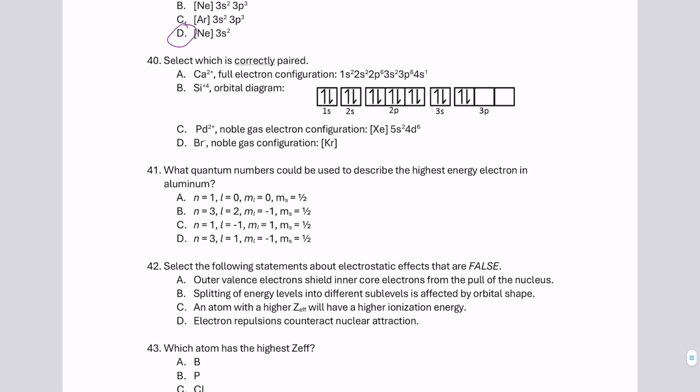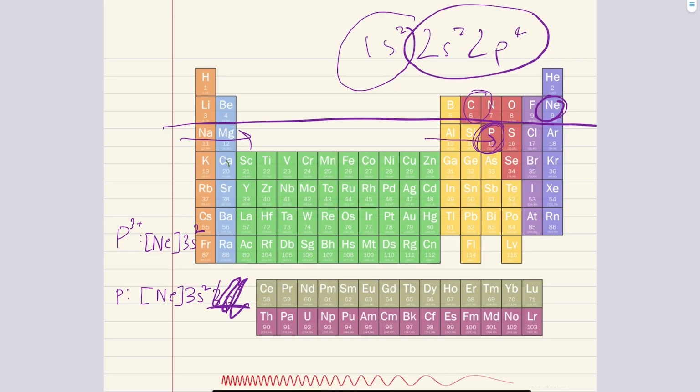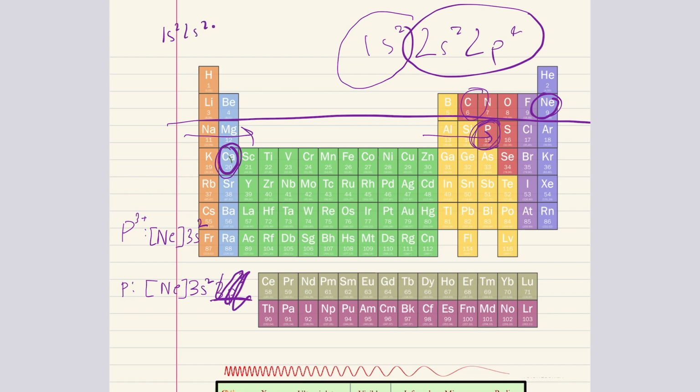Problem 40 says, select which is correctly paired. Answer choice A says that the full electron configuration for calcium 2+ is 1s2, 2s2, 2p6, 3s2, 3p6, 4s1. Now, this is incorrect. Let's take a look at neutral calcium. Neutral calcium is right here, and it has an electron configuration of 1s2, 2s2, 2p6, 3s2, 3p6, 4s2.